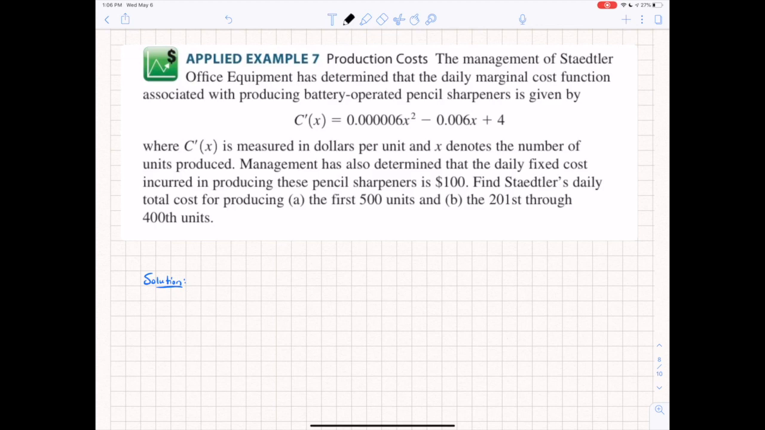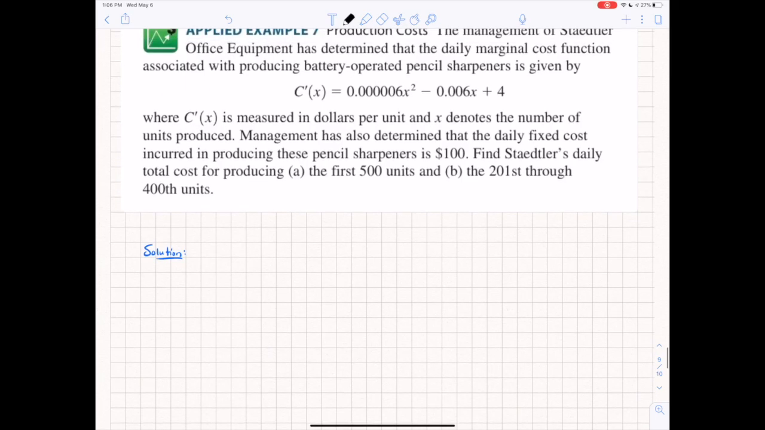All right, so first off, we're given C prime. Now, that means that C of x would represent the daily cost.